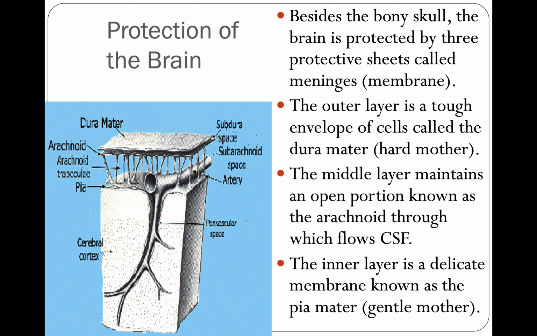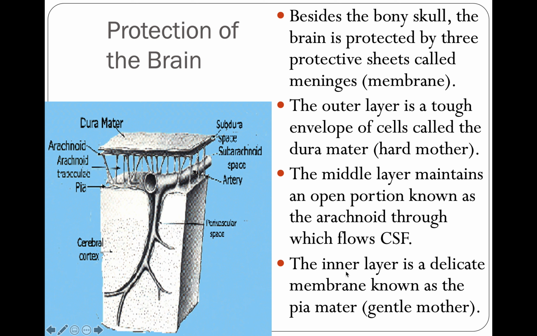The inner layer is a delicate membrane known as the pia mater, or gentle mother. So there's three layers: the hard mother, the gentle mother, and the arachnoid area in the middle between the two. And the dura mater, as we said before, is made up of astrocytes, and they really protect the brain. Normally, this isn't what gets infected with meningitis.